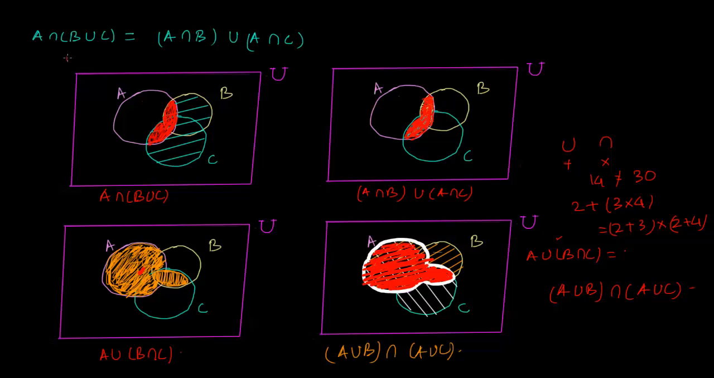So for numbers, this holds if you replace intersection by multiplication and union by plus. That is, 2 into 3 plus 4 is indeed equal to 2 into 3 plus 2 into 4, but the other one does not hold. But somehow that holds with respect to sets, and that is something that is very, very important. Fine.